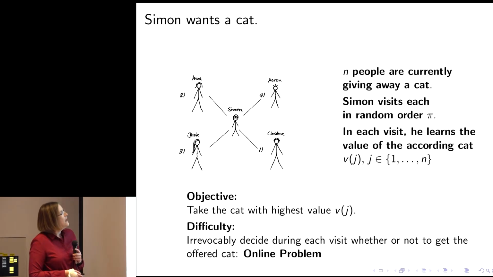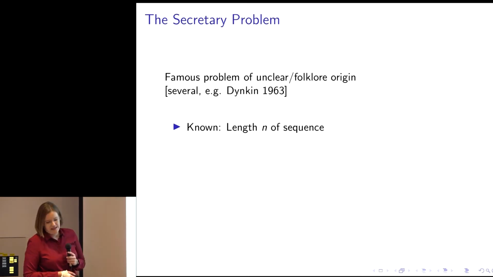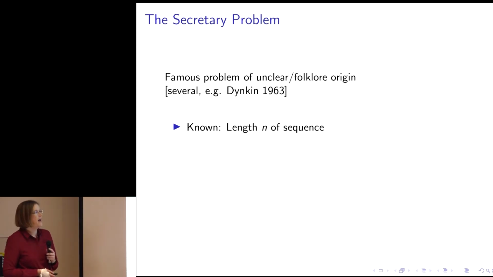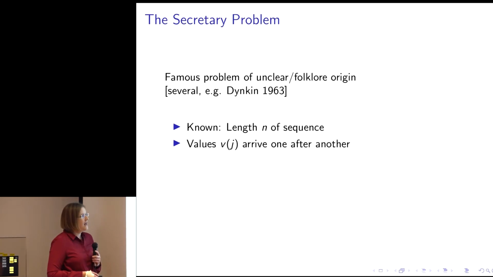Well, let's look at it a little bit more theoretically. It's a very famous problem, and it has a very unclear origin. There are papers about just the origin of it. We know the length of a sequence of numbers, and these values just arrive one after another. There are no assumptions of distribution or anything that they're based on. They can be totally adversarial.